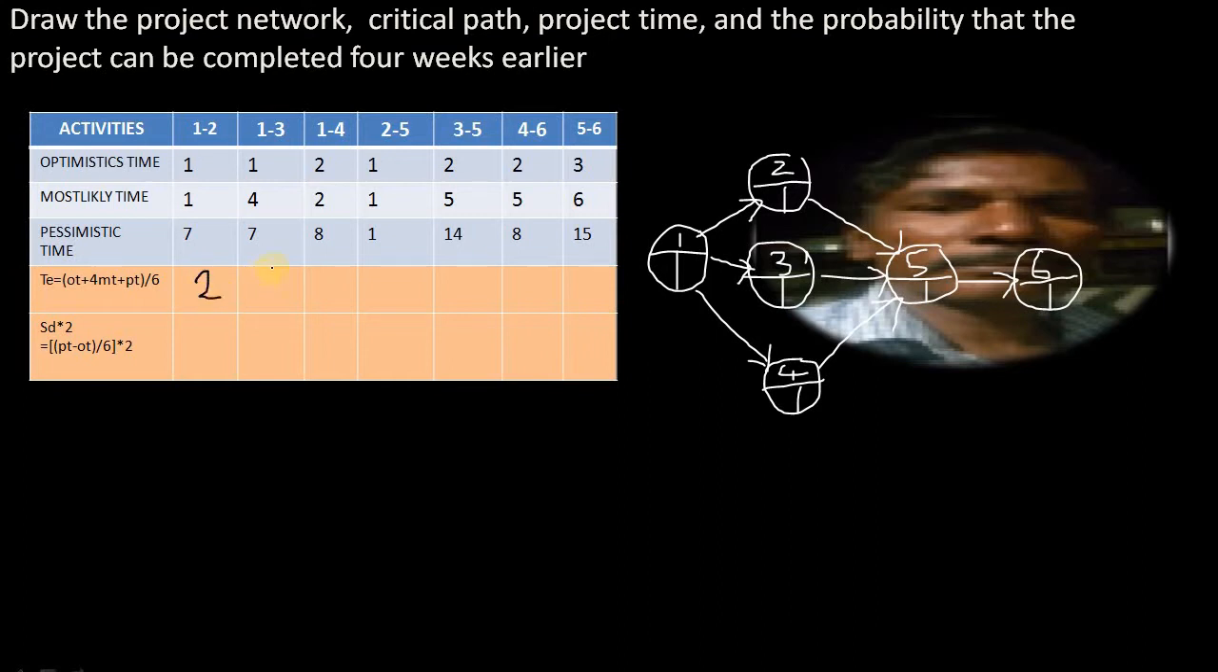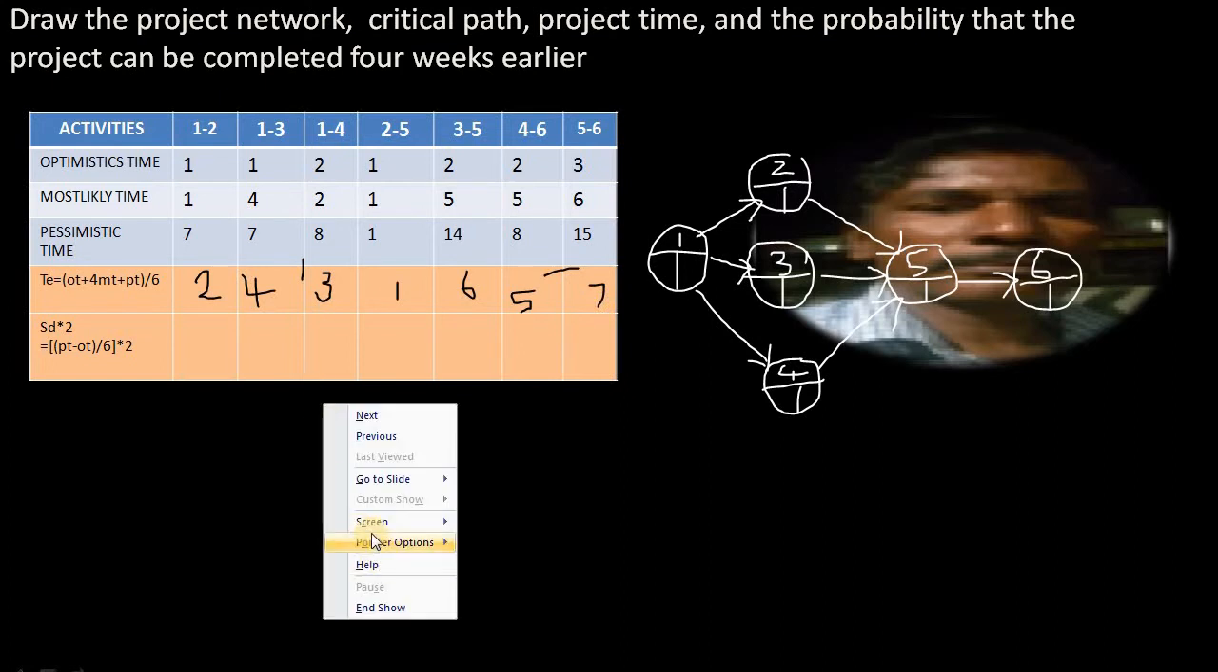Similarly calculate that, and here it is 4, sorry, here it is 4, and then here you will get 3. Okay, 3 you will get here, then 1 if you apply that particular formula, then 6 you will get here, then afterwards you'll get 5 here, and the last one you will get here is 7. If you apply the formula you'll get 7 here. Okay, and that's what you have to do.